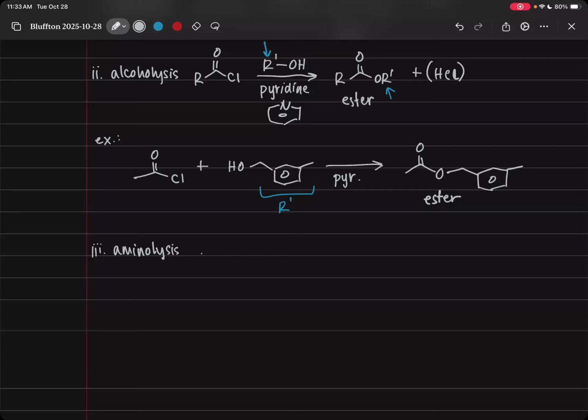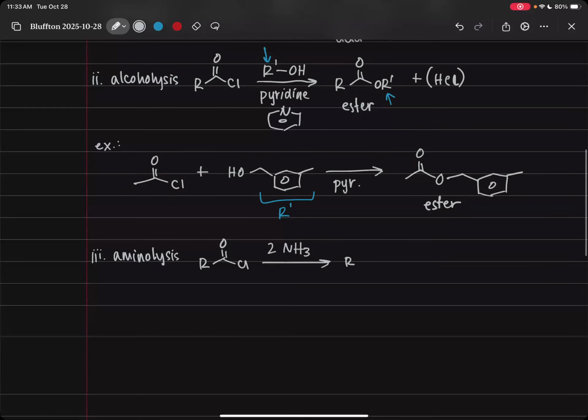Additionally, and this isn't an incredibly synthetically useful reaction, but we'll mention it: if you take an acid chloride and you treat it with an amine of some kind, aminolysis, here I'm just going to use ammonia, then we get an amide.